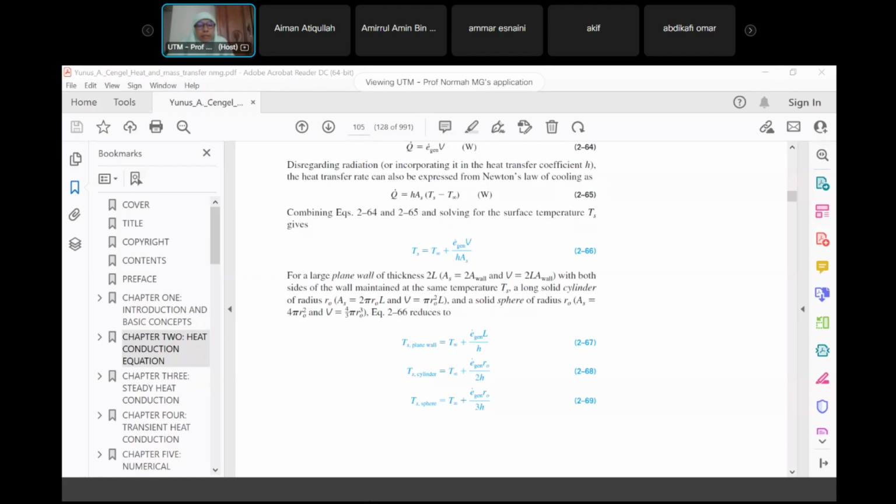But if you open the good notes, it is 128, the equations in 3 different coordinates. Any questions so far on these 3 different coordinates?